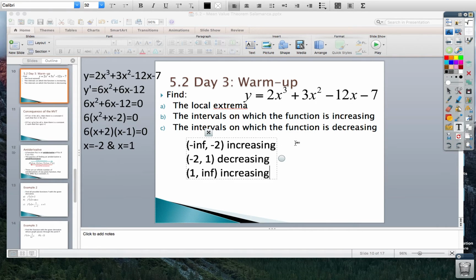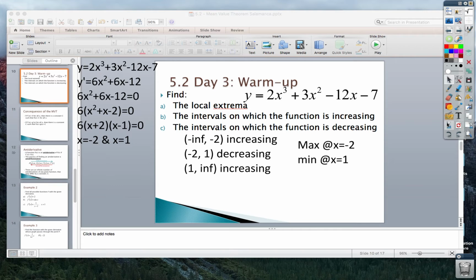Now, because we know these facts, we know that the max is at x equals -2, and we know the min is at x equals 1. So now we found our local extrema and increasing, decreasing values. So hopefully this is getting much, much simpler for you.